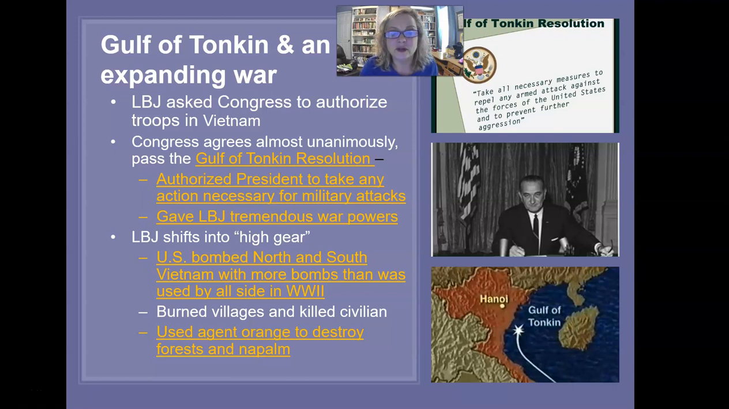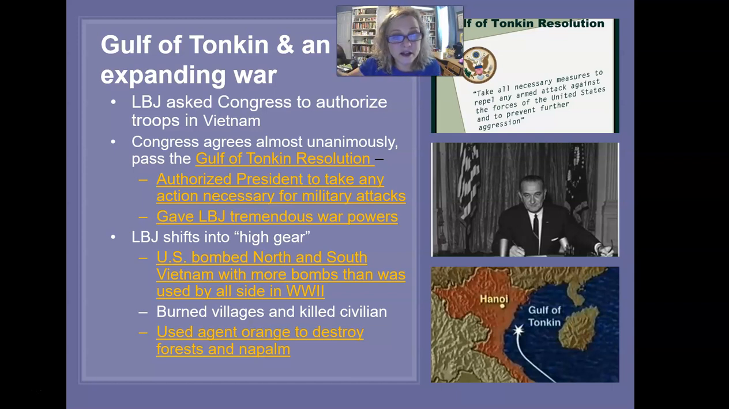It basically authorized the president to take any necessary military actions. It gives him tremendous war powers. And giving LBJ, or the presidency for that matter, that much power in a war becomes very controversial, because Congress is the only one that is supposed to declare war according to the Constitution.